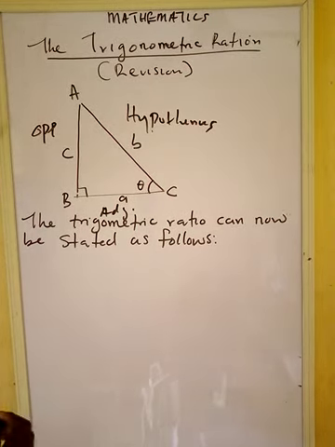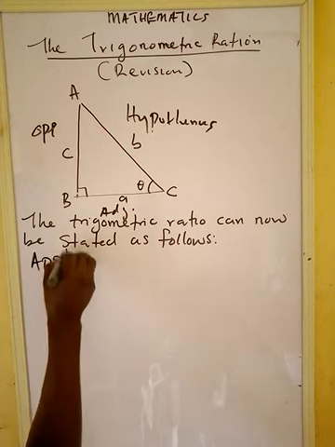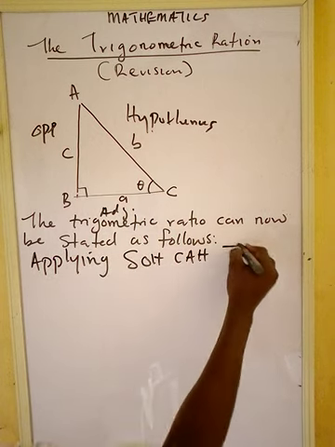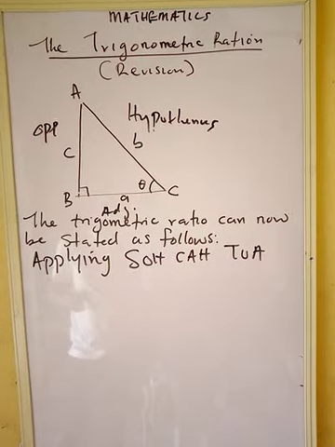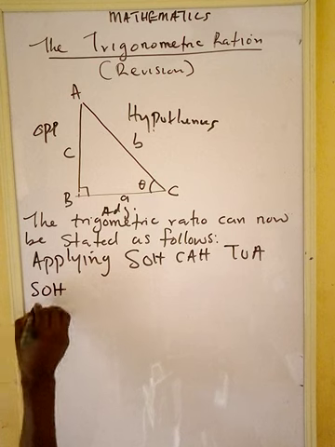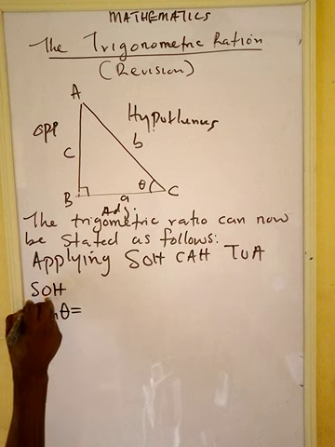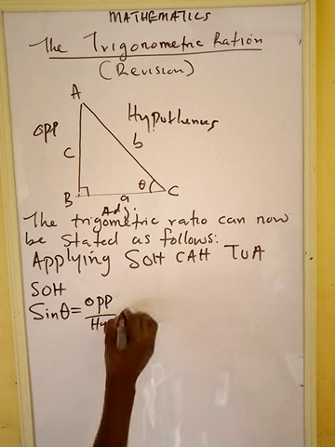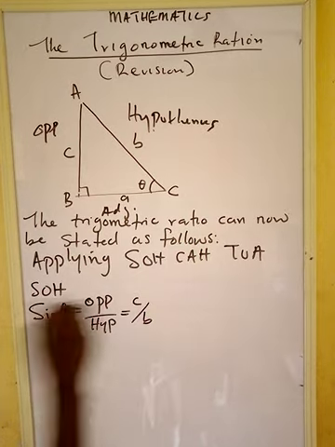So now let us state our three ratios. What we are going to use is what we call SOHCAHTOA. SOH means sin theta equals opposite over hypotenuse. What's our opposite here? C. Our hypotenuse is B.